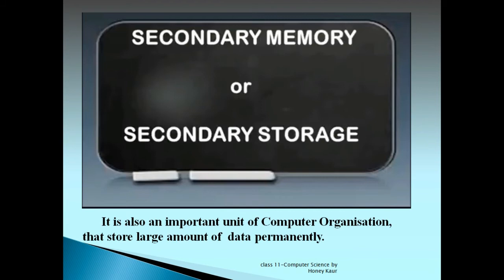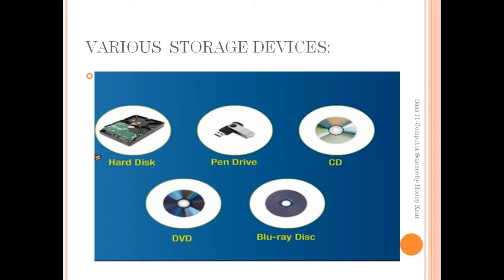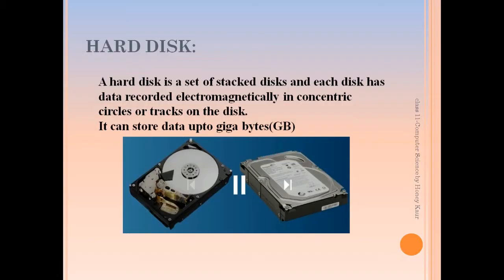Now coming to the second part, or you can say the last unit of computer organization, secondary memory or secondary storage. The primary memory has limited features. It is either volatile or non-volatile, and the storage is also limited, whereas the secondary storage, an important unit of computer organization, stores a large amount of data permanently, and this data can be video, instructions, audio and other types of data also. Various storage devices include hard disk, pen drive or USB, CD, DVD and Blu-ray disc, which have very large storage memory.